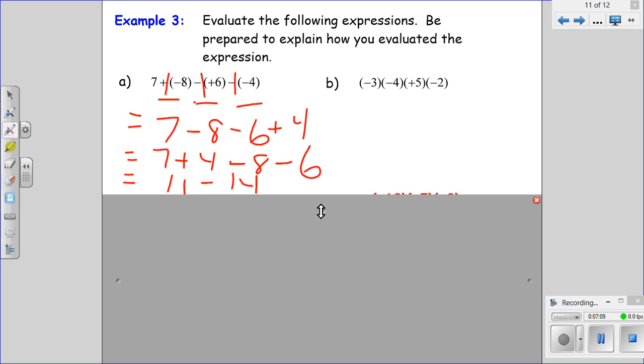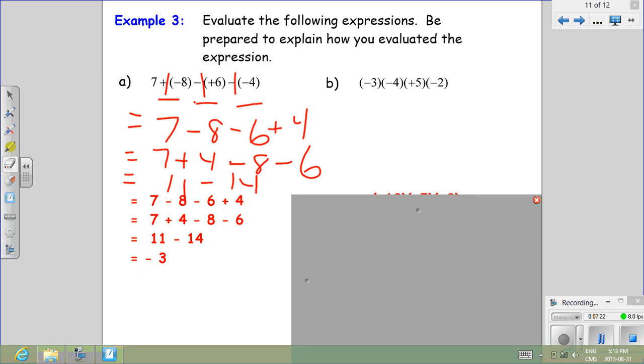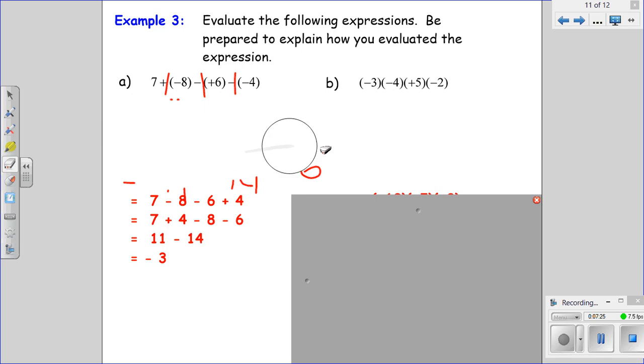And now we just have 11 take away 14. I have more negatives than positives, but I'm kind of out of room here. I'm just going to show you the answer. The answer is -3 because there were 3 more negatives than there were positives. We're going to clean this up a bit here because we can't read that very well.